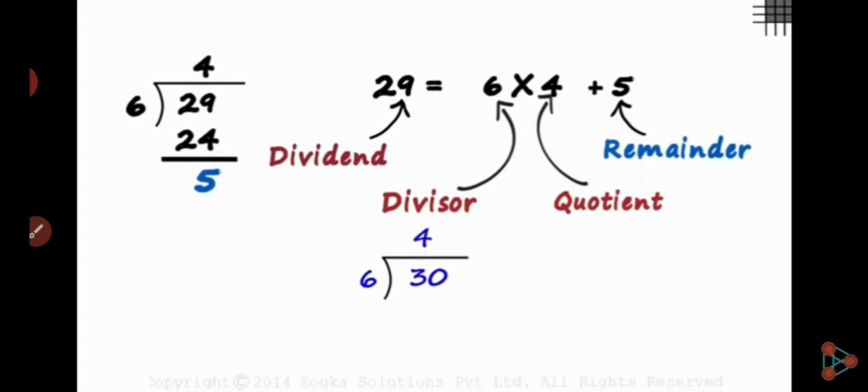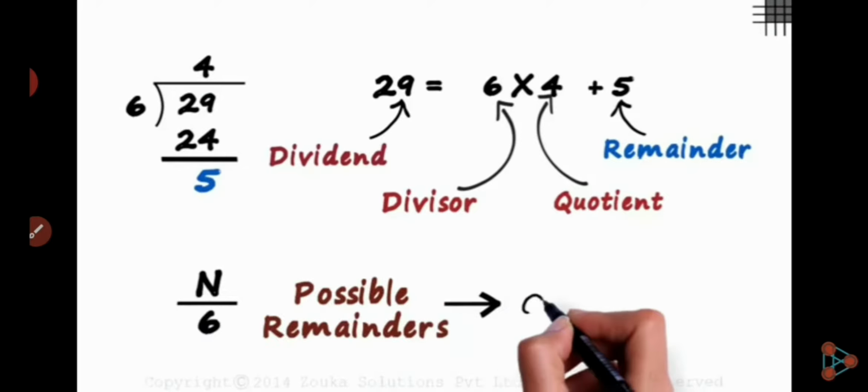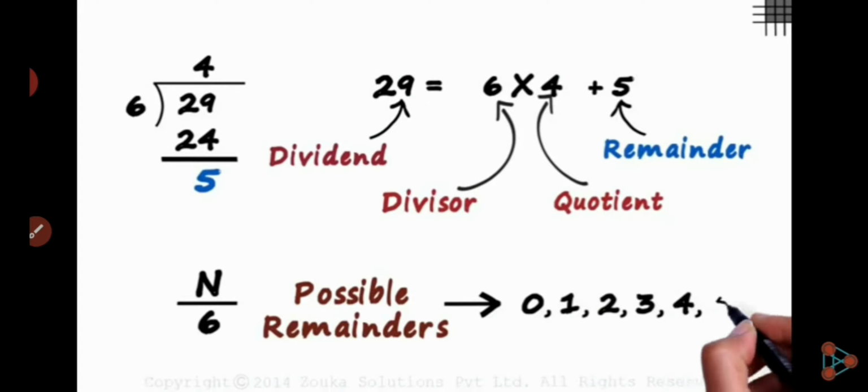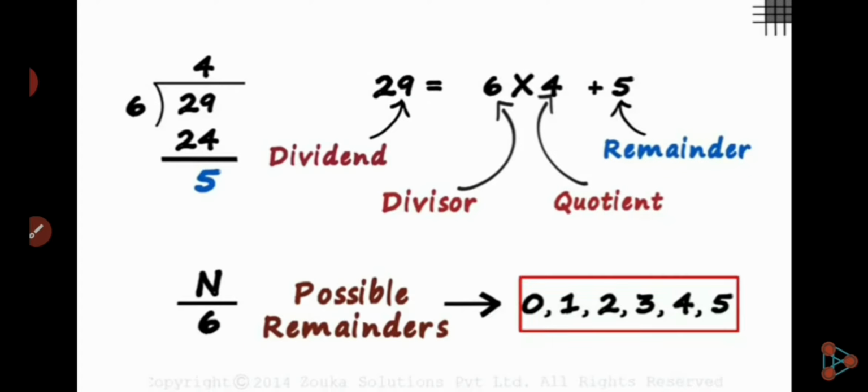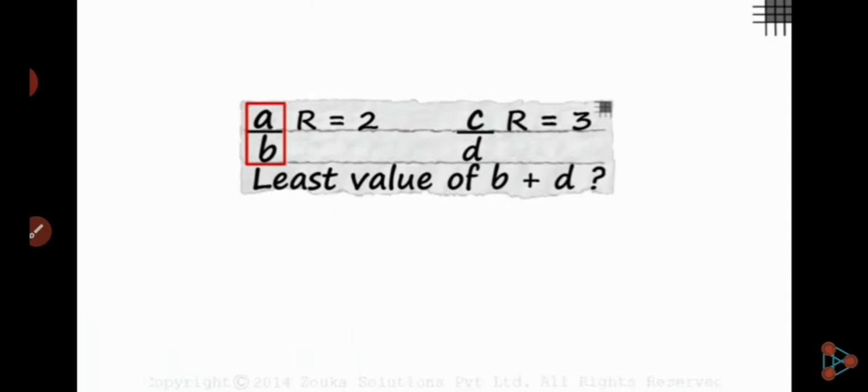Okay, now let's see, if 30 is divided by 6, then we get, but 6 fives are 30, so we get remainder 0. Okay, in this condition we get remainder 0, and in case of 31 we get remainder 1. Okay, so n upon 6, possible remainders are 0, 1, 2, 3, 4, 5. Okay, means whatever the divisor is. If the divisor is 3, then possible remainders are 0, 1 and 2.